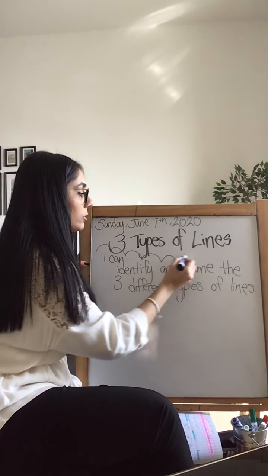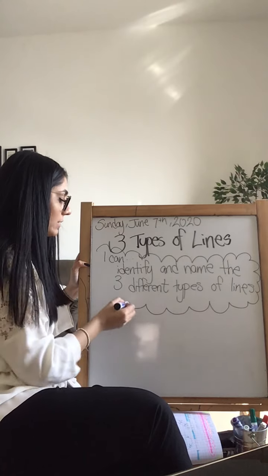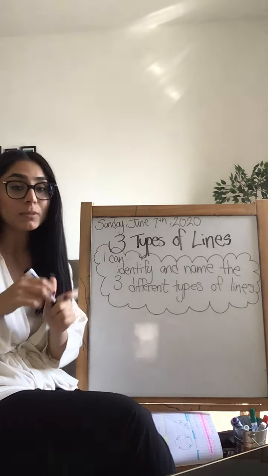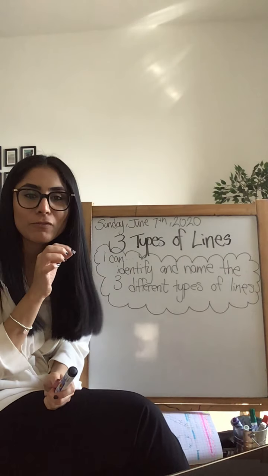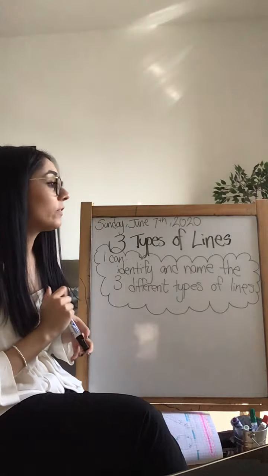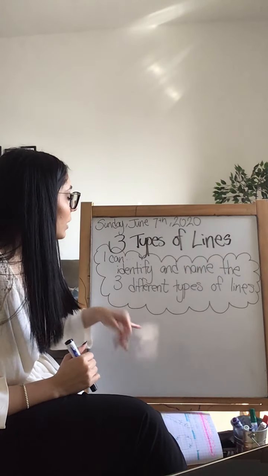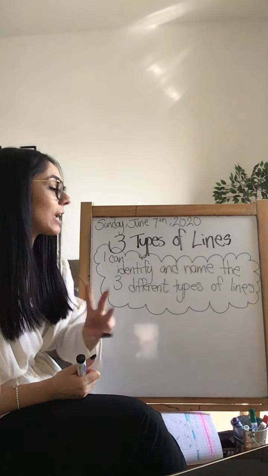Please highlight that. Now, the unit of geometry, of all the units we learn in grade 5, is the one that you really build upon in grade 6. So you really start with the fundamentals a little bit in grade 4 and then in grade 5, and then you really build upon it in grade 6. So it's a very important unit. So write that down, highlight that. So I can identify and name the 3 different types of lines.